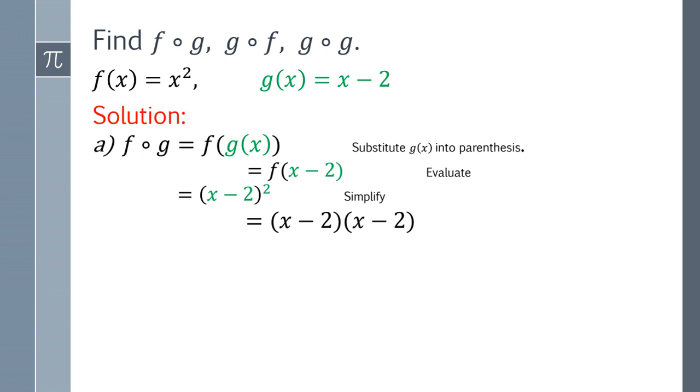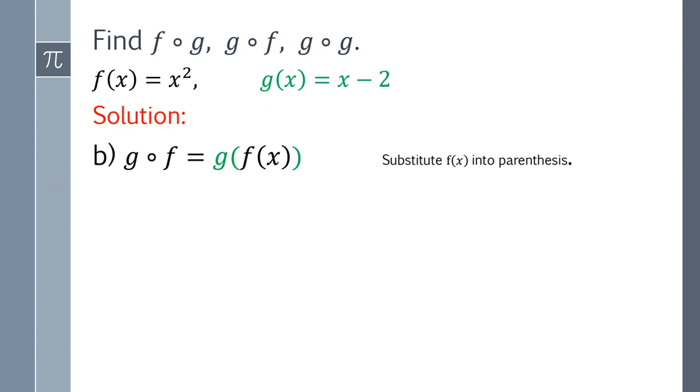And then we can go ahead and do FOIL. x times x is x squared. x times a minus 2 is a minus 2x. Minus 2 times x is a minus 2x. And a minus 2 times a minus 2 is a positive 4. Combine my like terms, I have minus 2x and minus 2x, which is going to give me the answer. f composed of g is x squared minus 4x plus 4. Okay? All right. We're doing good.